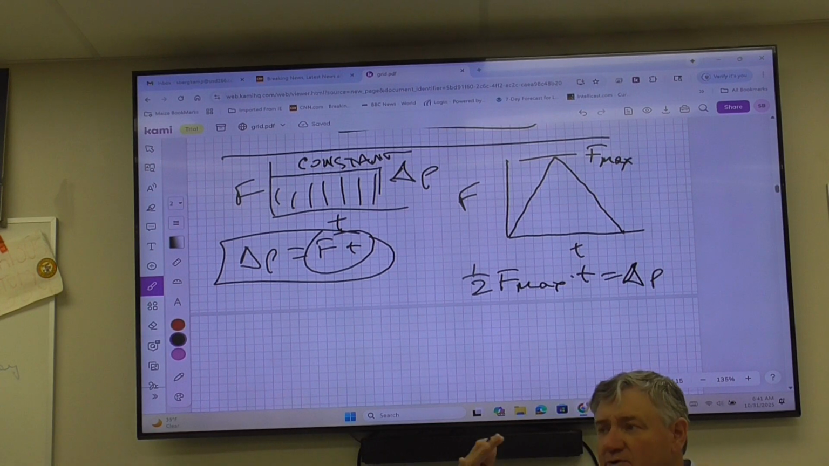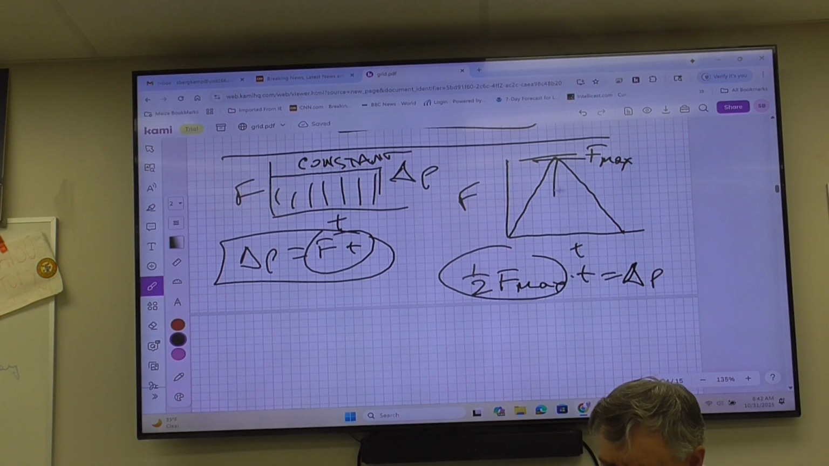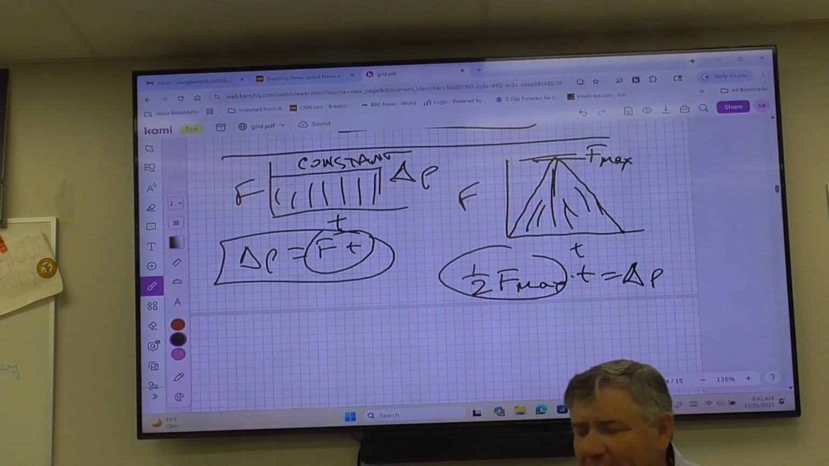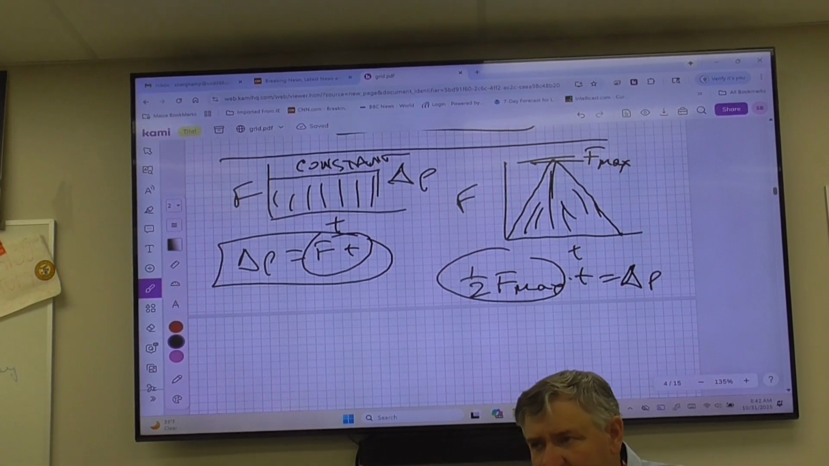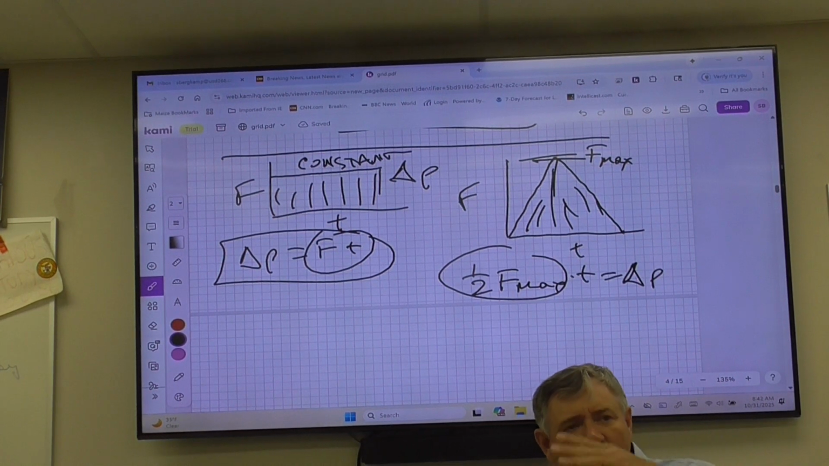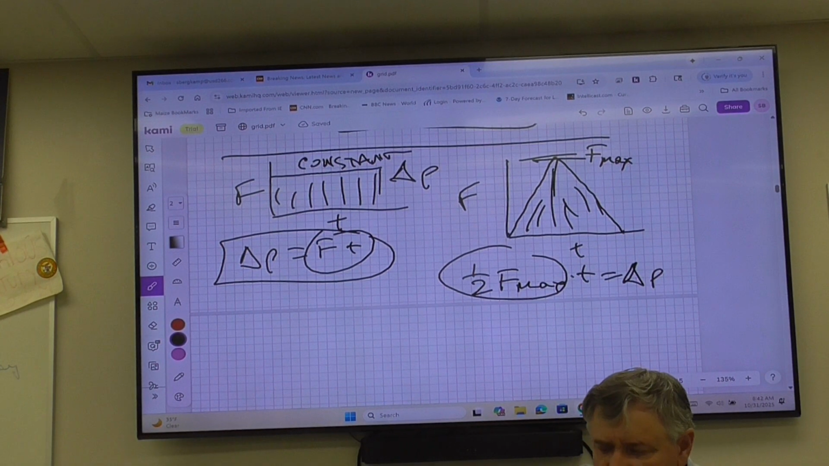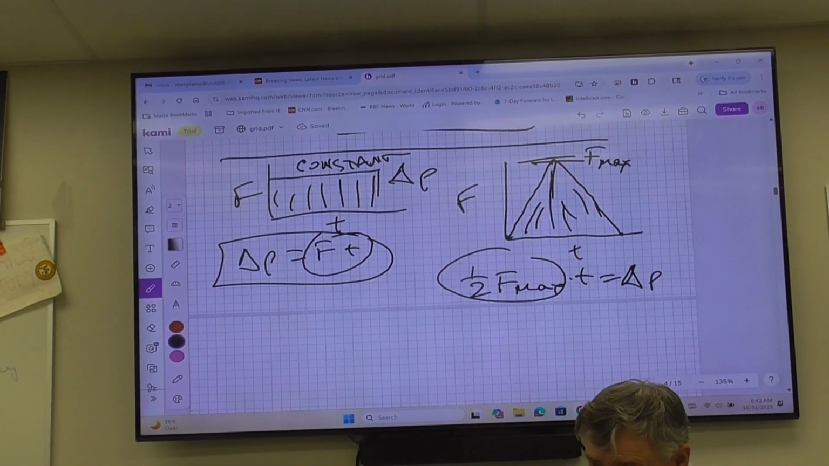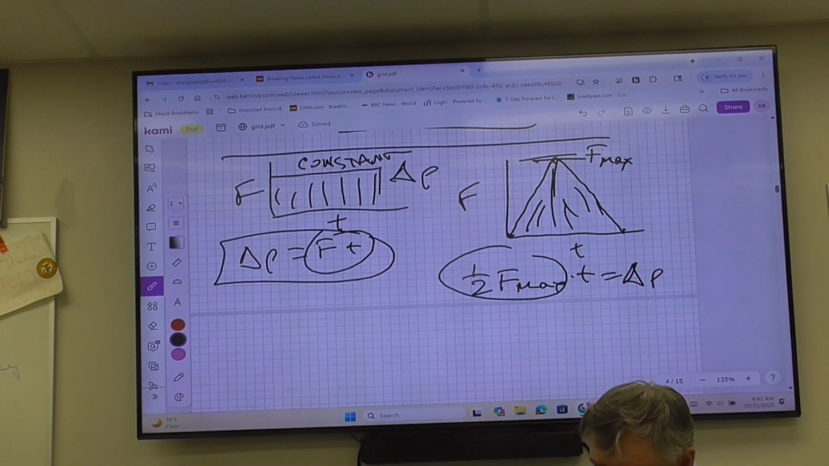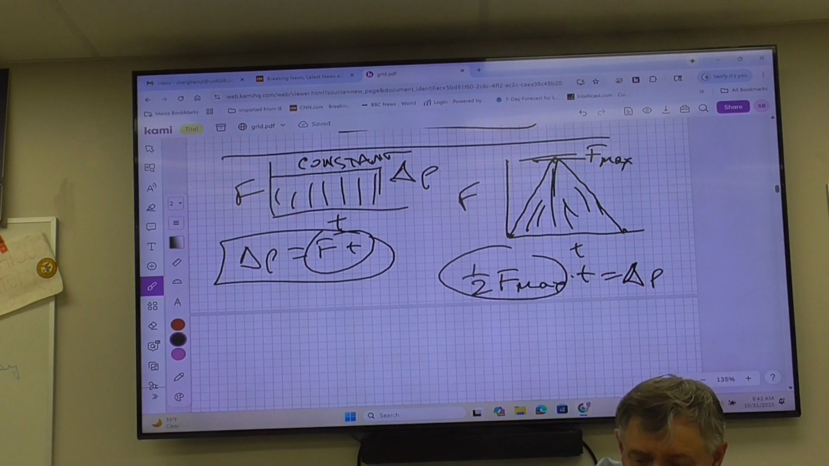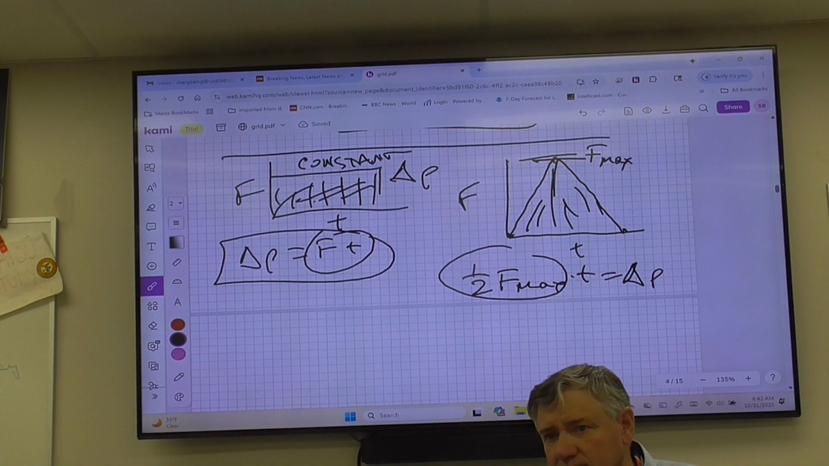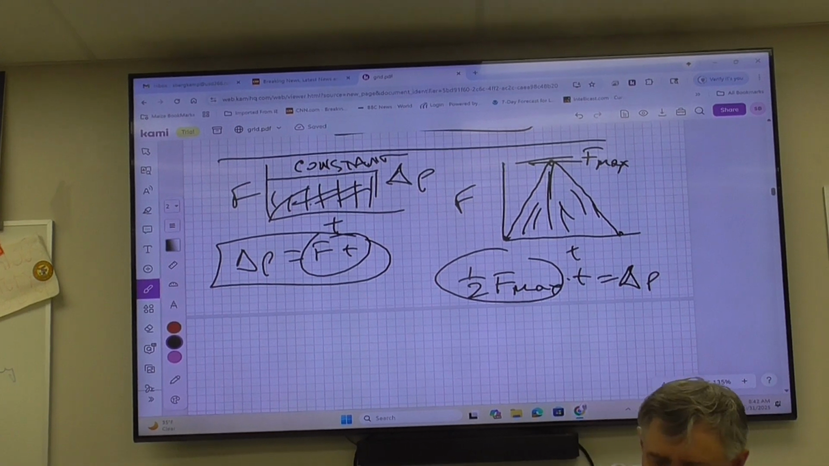So if you see, and some of your questions ask for this, if it asks for F max, all it's asking you to do, and don't flip out and go, oh my God, this is so weird, it's just the area of a triangle, okay? So 1/2 F max time equals change in momentum. All we're saying is that in reality, it starts with the small force, the force gets bigger up to a point, and then the force decreases. If it just says the same amount of force acts over the same amount of time, then it's just a rectangle, okay? That's it.